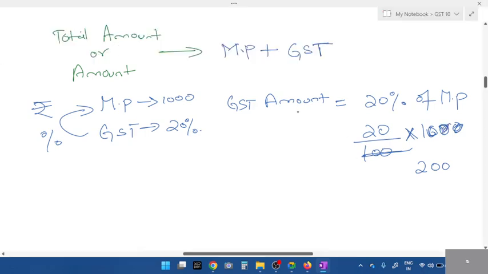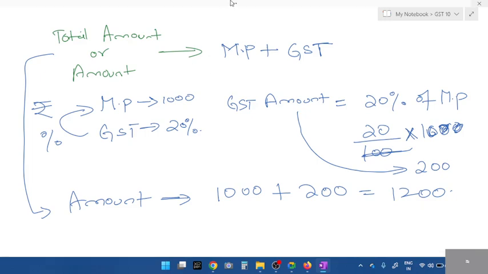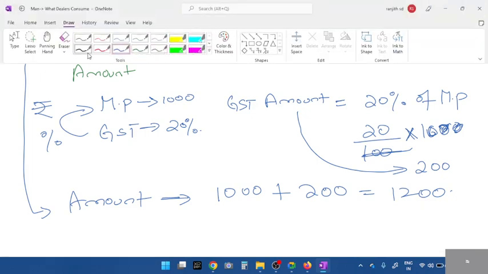This is the GST amount. Now I'll tell you how to calculate the direct amount value, not GST, total amount. So for total amount, what's the formula given? All of you will respond. Mark price plus GST. How much is mark price? 200. How much is GST? 100. Answer 1000. You can split it into two parts. You can do the calculation. It depends on what they ask.